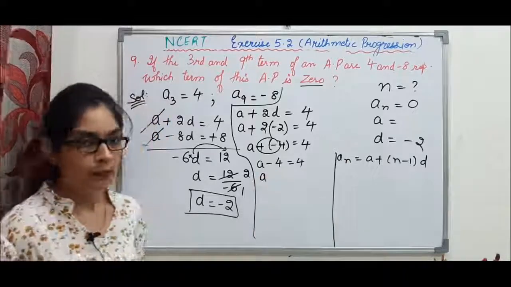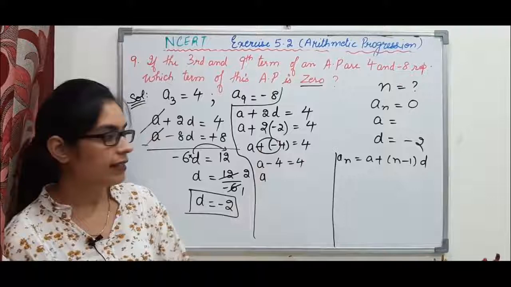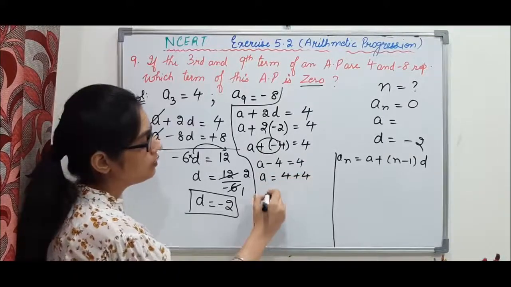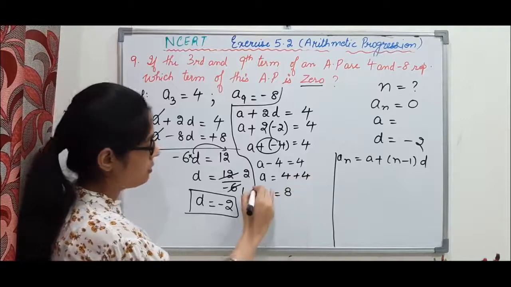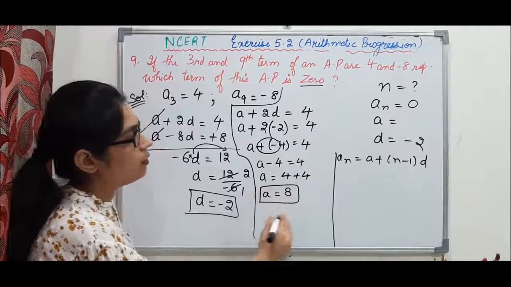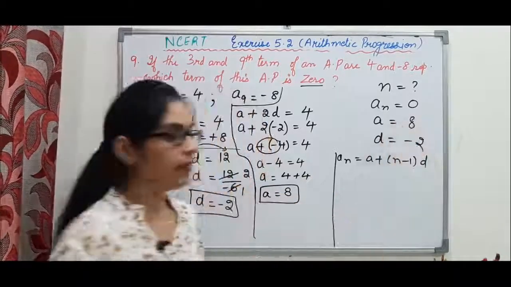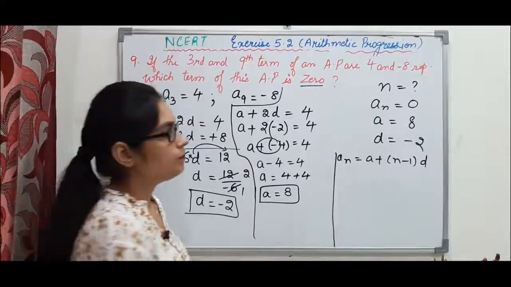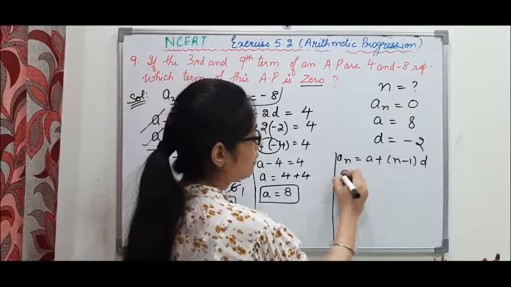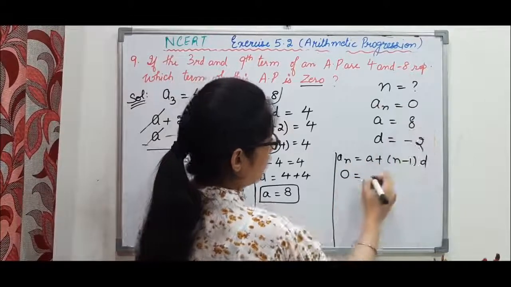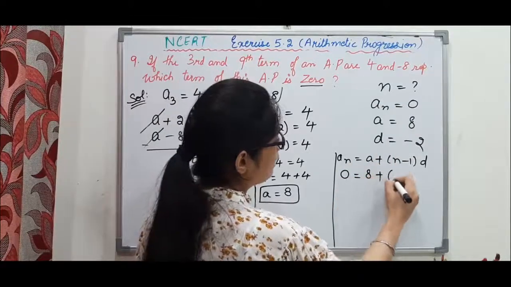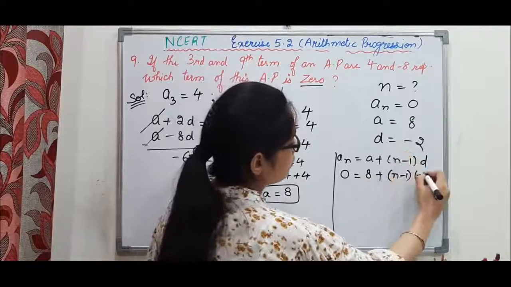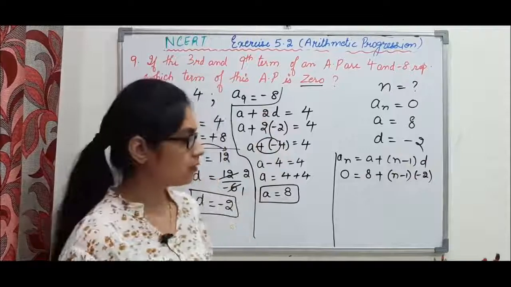A we have to find, that means minus 4 we have to shift to other side. So, minus 4 when we shift it to other side, it will become plus 4. So, a is equal to 4 plus 4, which is 8. So, I have got the value of a and d. Now, I can find the value of n for 0. So, in place of a n I will write 0. a is 8 plus n I have to find, so I will write it as it is. d is minus 2. So, I will write as it is.